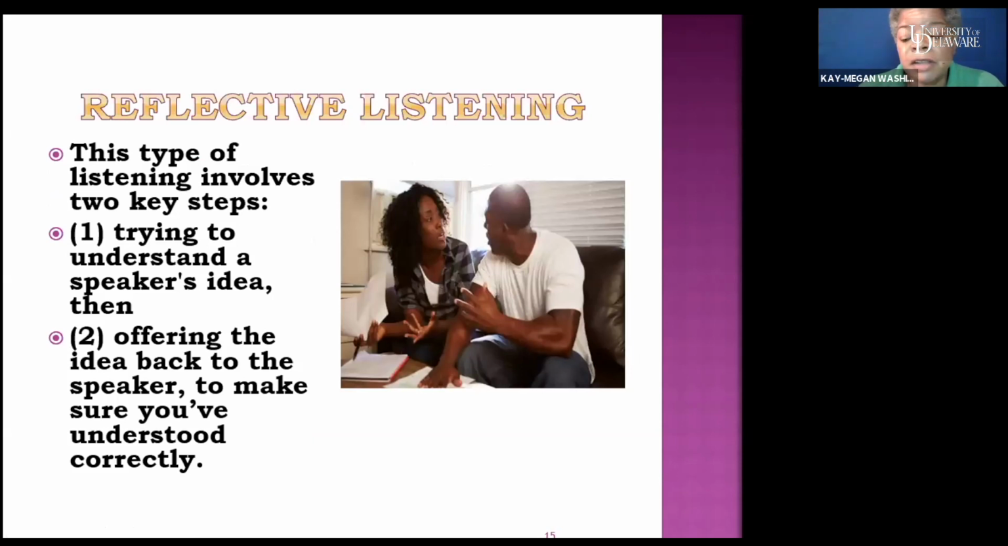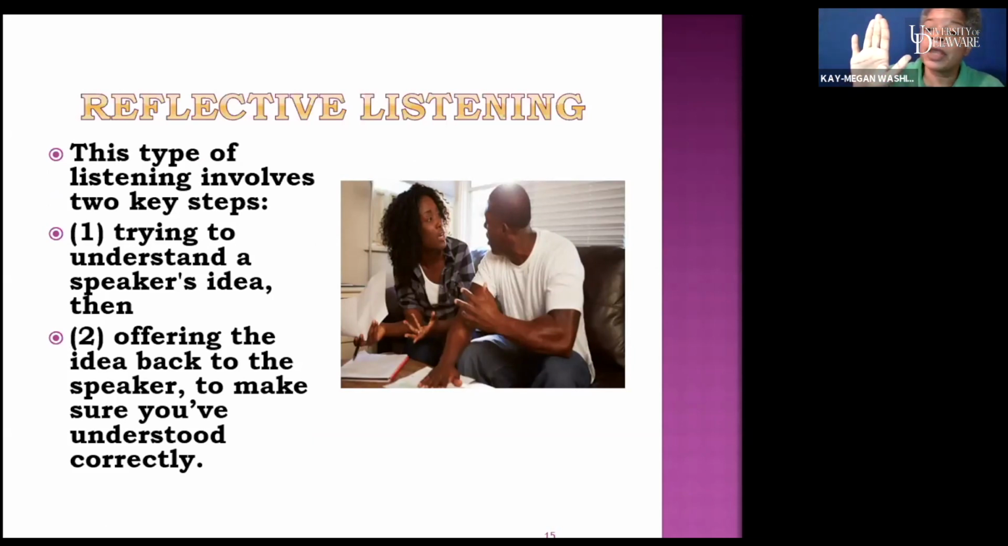Reflective listening. Reflective listening is sort of a step above active listening. Active listening is more passive. You're just listening. Reflective listening involves two steps: trying to understand the speaker's idea and offering the idea back to the speaker to make sure that you've understood correctly.